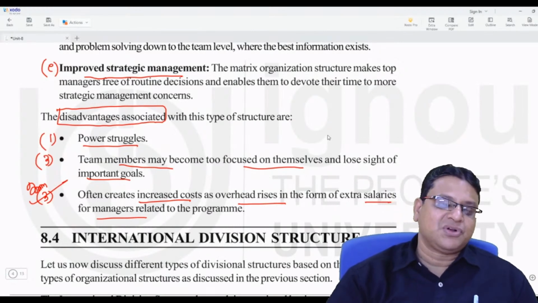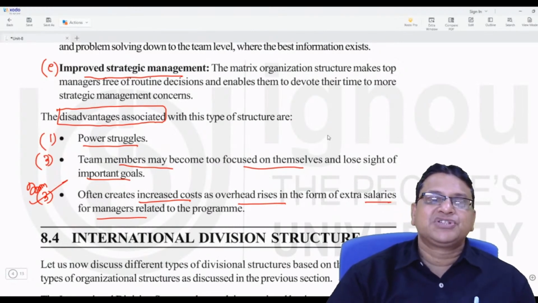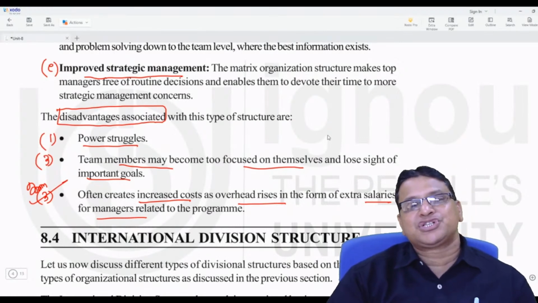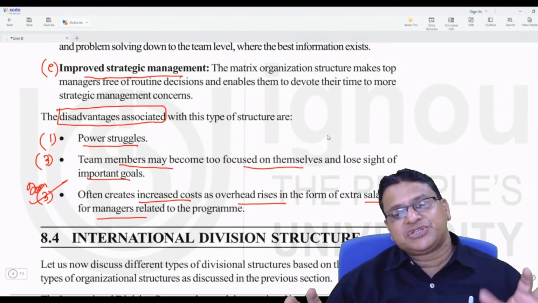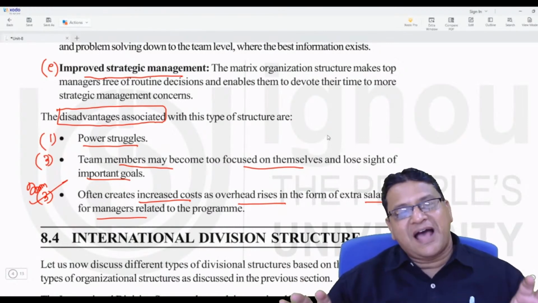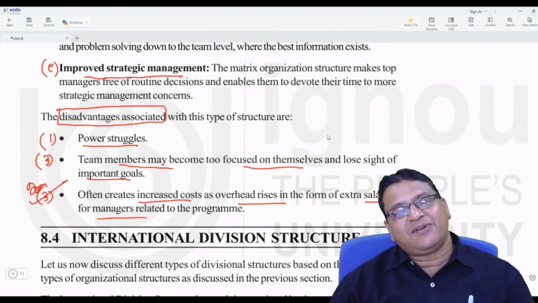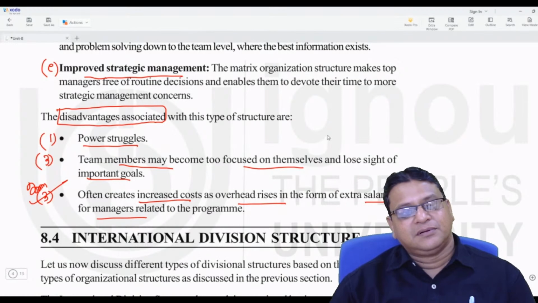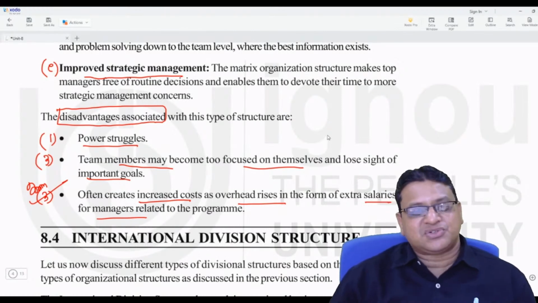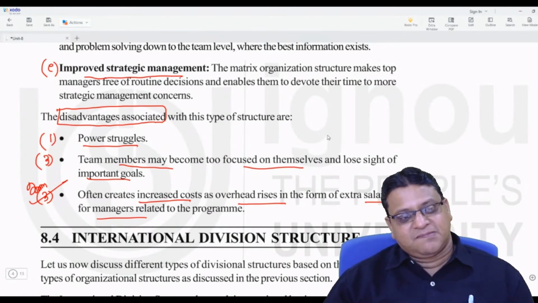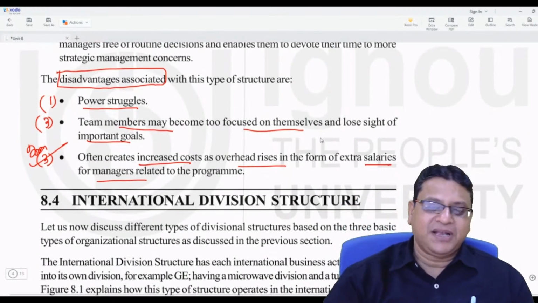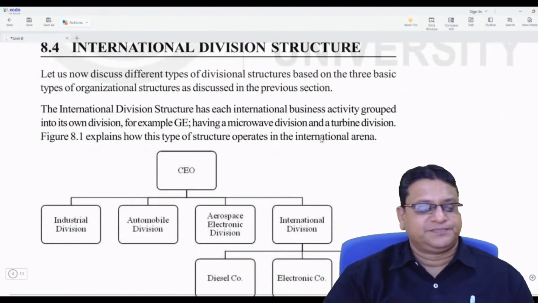Functional organizational structure is suitable only for small organizations, and matrix organizational structure is suitable only for large organizations. Functional organizational structure is suitable for less complex organizations. Matrix organizational structure is suitable for complex organizations. So these are the three important types of organizational structure.